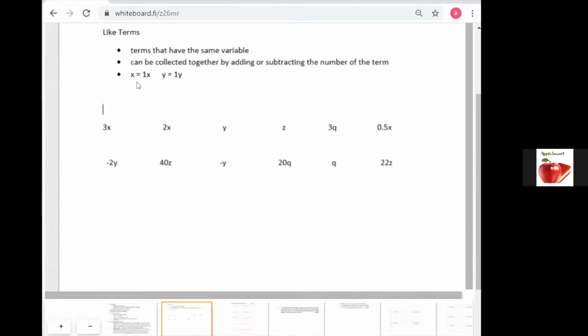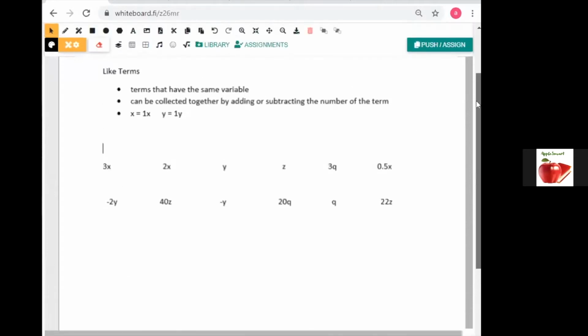A variable is a letter. So do you see, I have written 3x, 2x, y, z, 3q, 0.5x, negative 2y, 40z, negative y, 20q, q, and 22z. So I would ask my students, do you see any like terms? In other words, any terms that have the same variable? So I would hope that a couple of my students would say, yep, I know the answer. And I'd say, yes. And we would go through and I would say, circle the letters that are like terms.